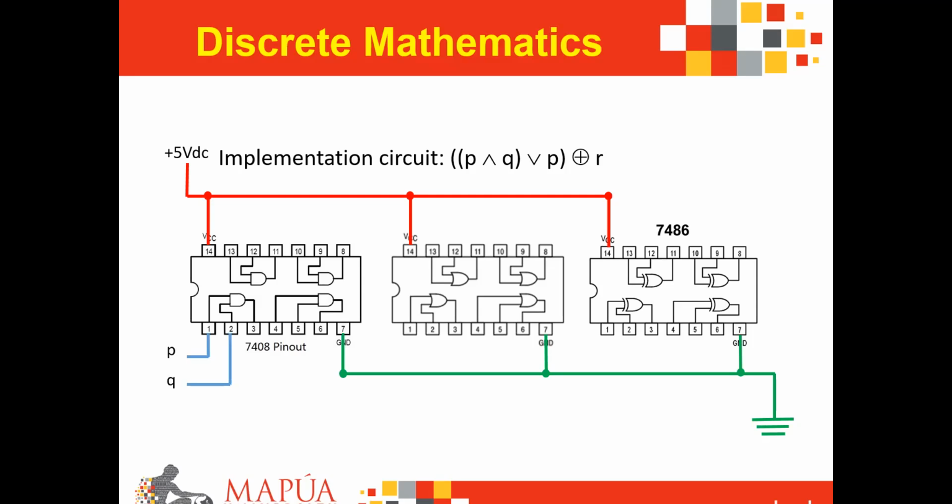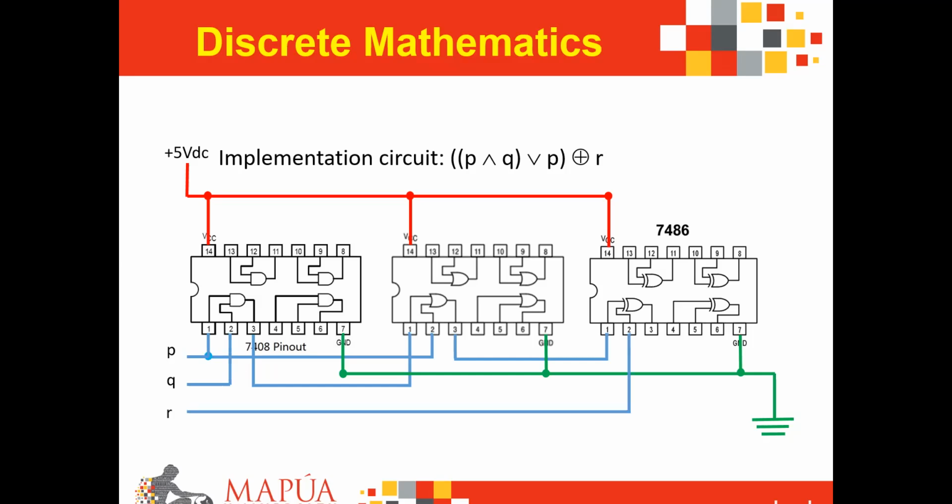and Q on pin 2 of the 7408. And then its output on pin 3 is connected to pin 1 of your 7432. And then on pin 2 of your 7432, we connect again your input P. And then its output is now connected to your exclusive OR. On the other side of your exclusive OR, you then have your proposition R and its output seen on pin 3.